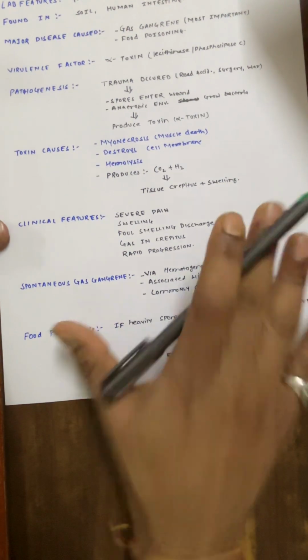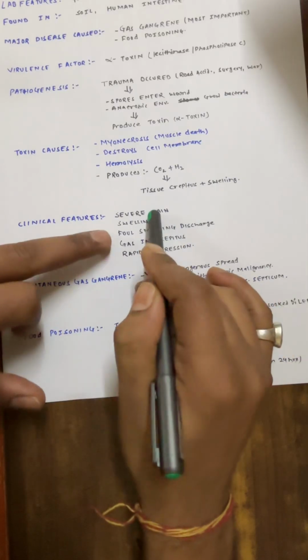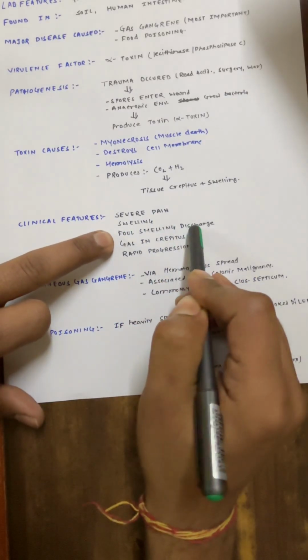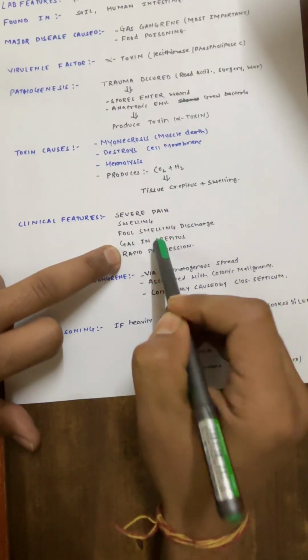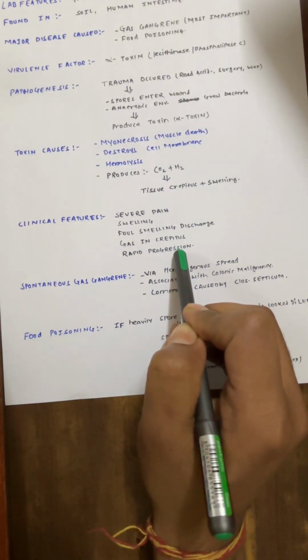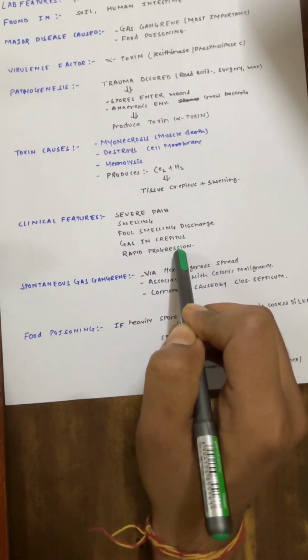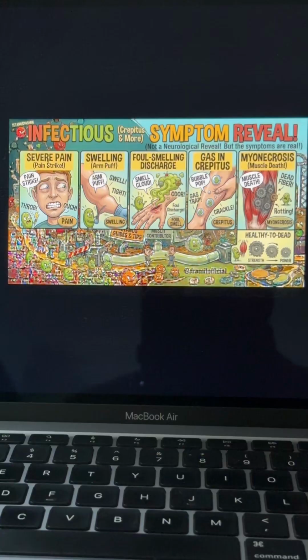Now talking about the clinical features. In the wound area you will get severe pain, swelling, then foul-smelling discharge from that wound. Then gas in crepitus, which gas? Carbon dioxide below the skin over there. And that wound will progress rapidly. So these are all the clinical features.